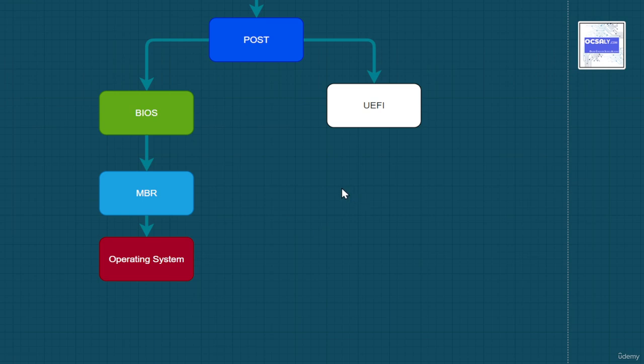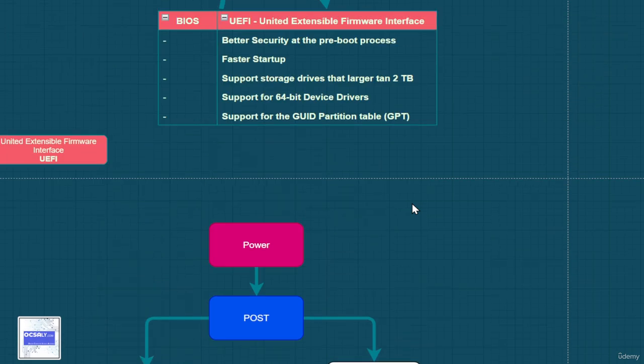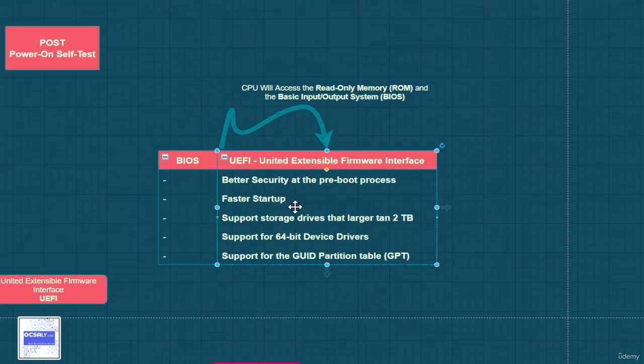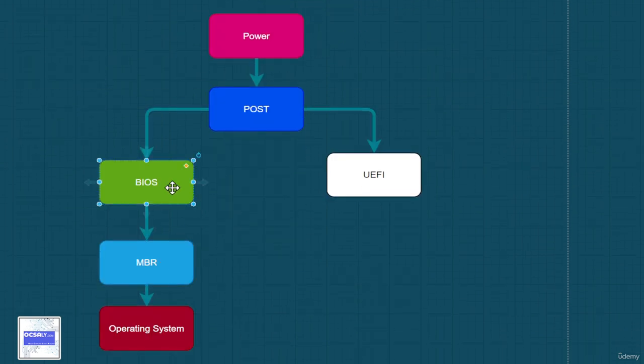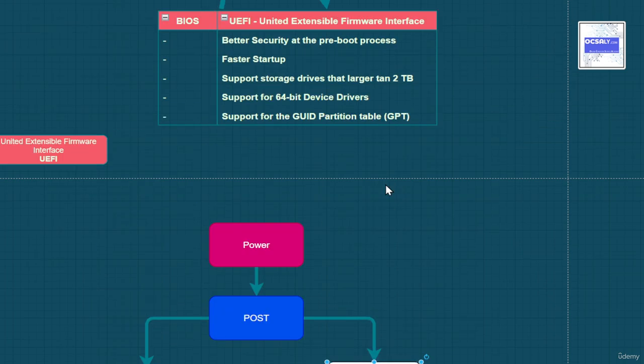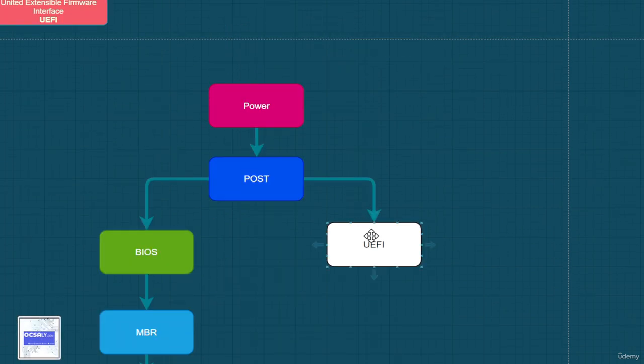So then let's go to UEFI. The UEFI, United Extensible Firmware Interface, as you can see here, is an enhanced version of BIOS. So UEFI will look for the GPT. As you know, GPT is the GUID partition table. We will talk about it later.